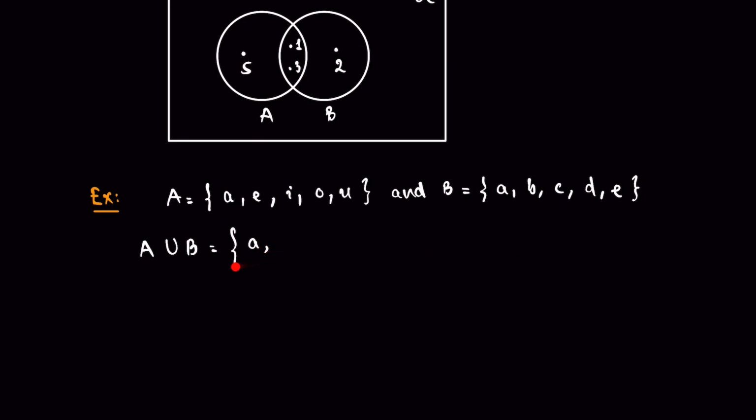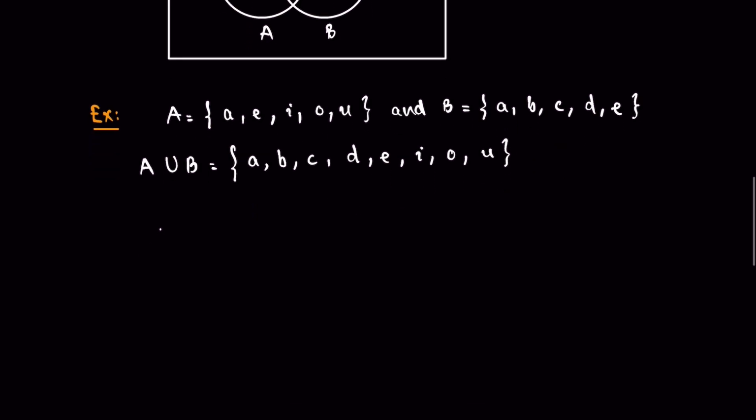Now I'm going to put everything in the alphabetical order. So the next letter should be B. B is in the set B. C is also in the set B. D. E is in both A and B, so you can just count one. The next ones should be I, O, and U. So this is the union set between A and B.